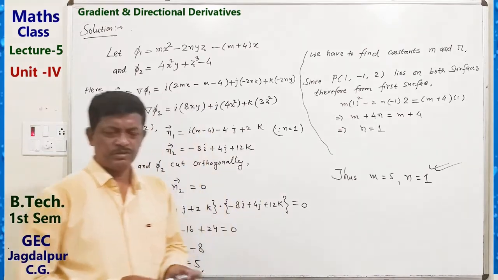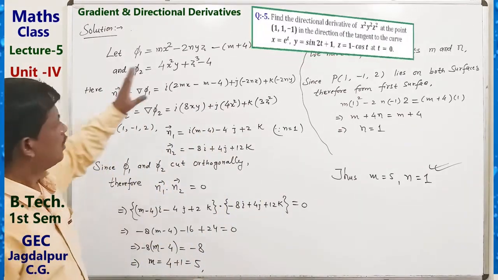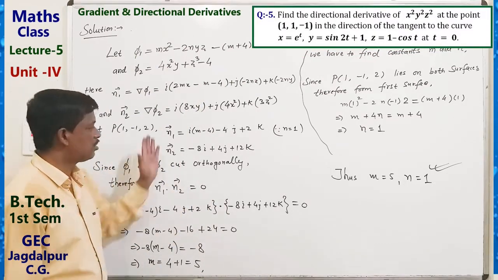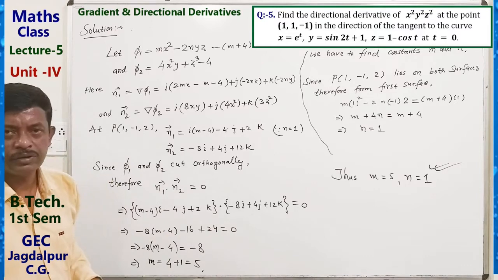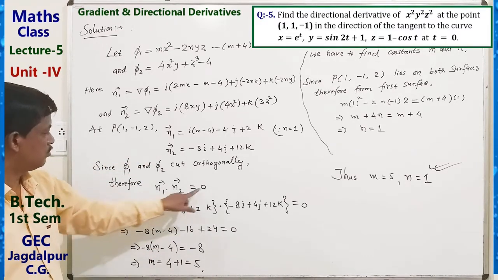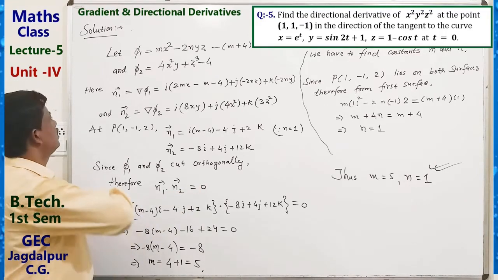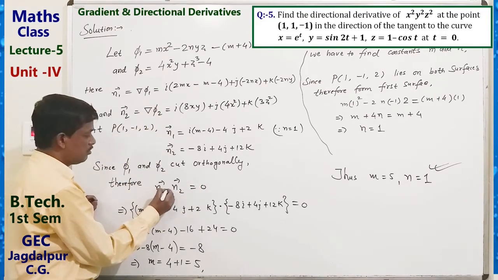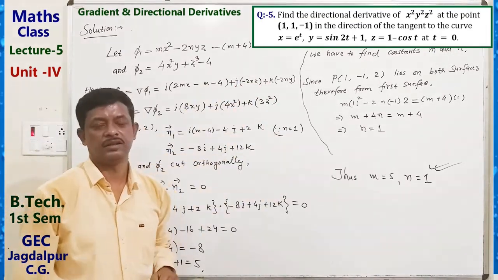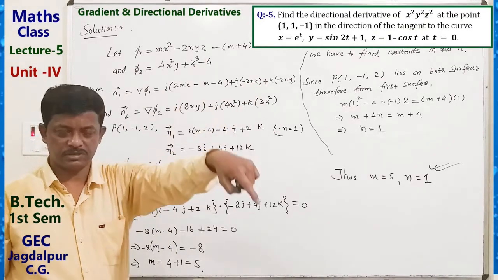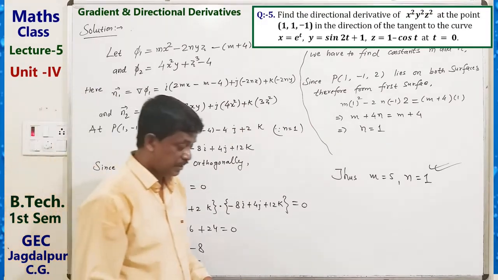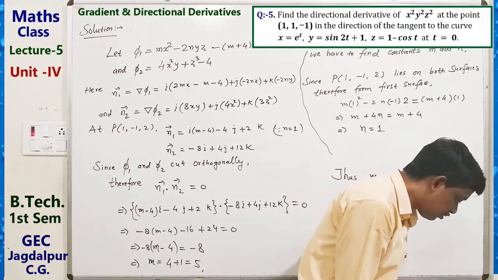Okay. So main thing is what? Here, two surfaces are orthogonally cut. Orthogonally cut means normals are at right angle, that is perpendicular. n1 dot n2 equals to 0. So n1 means what? Del phi 1, del phi 2. So find del phi 1, del phi 2 at that point. The point will also lie on both surfaces. So first, using first surface, we can get n equals to 1. Okay. Now take another question.